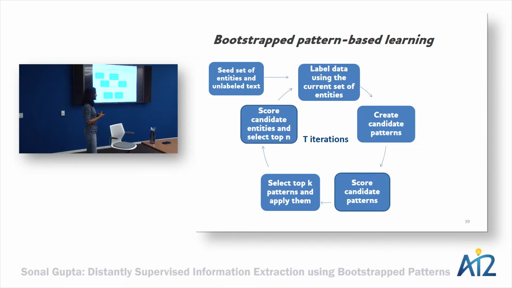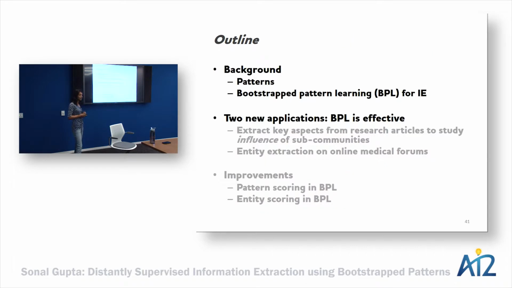So you do this for t times. Each time you learn some good patterns, and then you learn what are the good entities that are extracted by these patterns, and you keep learning. The two most important components of this are how you score patterns and how you score entities. I'll talk about two new applications that we worked on and show that Bootstrapped Pattern Learning is pretty effective for them.